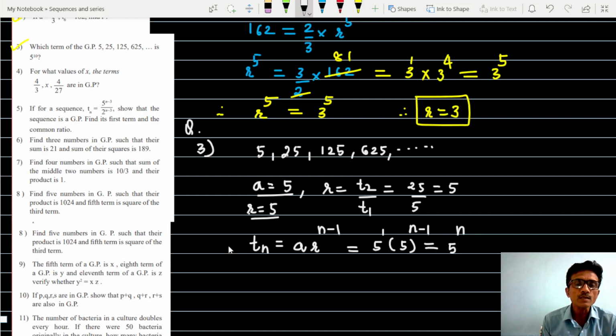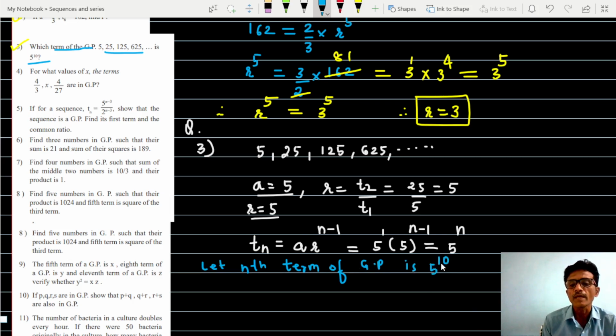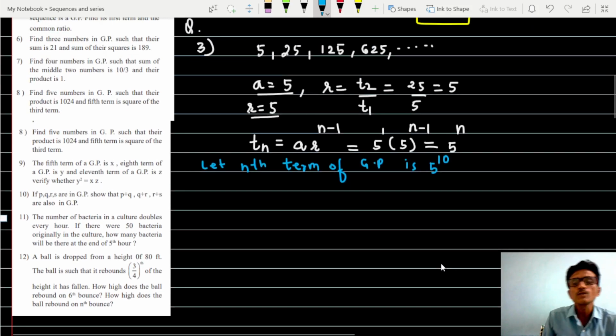हाँ, अब ये इसे इक्वेट करेंगे हम. यहाँ पे द टर्म इज गिवन, which term of GP is 5 raised to power 10. So let's say nth term of GP is 5 raised to power 10. तो हमें n फाइंड करना है. इट मीन्स यू हैव टू फाइंड व्हाट?